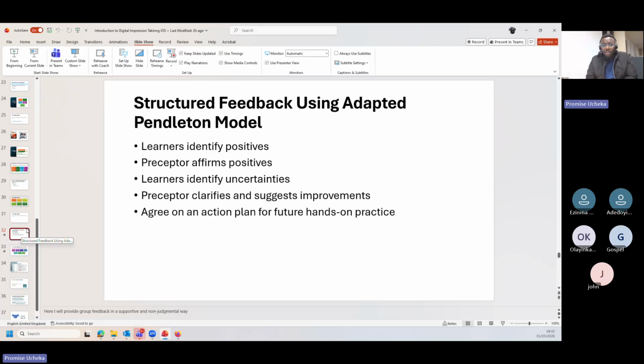Maybe you want to learn a bit more about this. Maybe let's set a good action plan. How long will it take you to read through the further readings, the documents that I've added there that will give you a bit more information about the use of digital impression taking in your clinic? That could be an action plan for some of us.